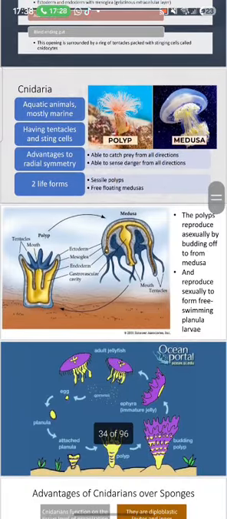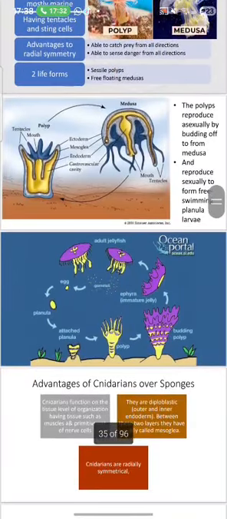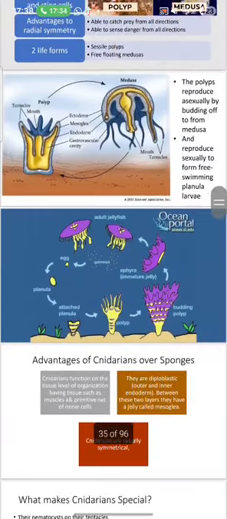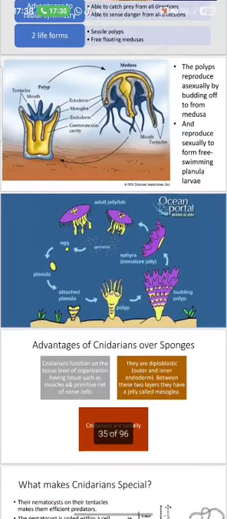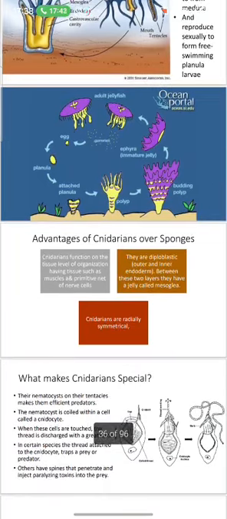Medusa. So, the polyps reproduce asexually by budding off to their medusa and reproduce sexually to form free swimming planula larvae. Cool picture. So, advantages of cnidarians over sponges. Cnidarians function on the tissue level of organization, having tissue such as muscle and a primitive net of nerve cells.